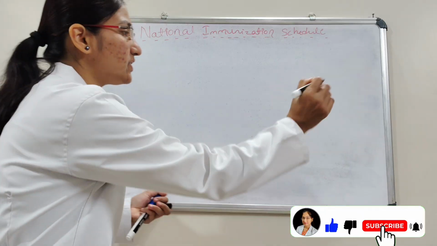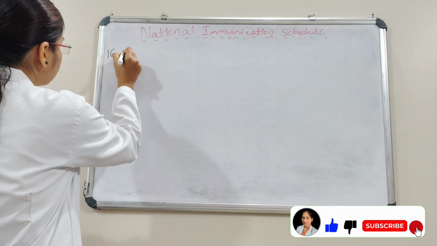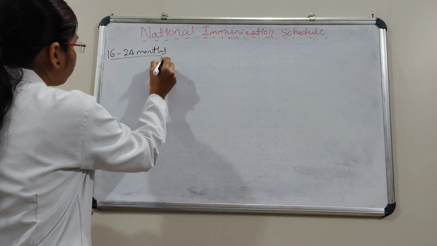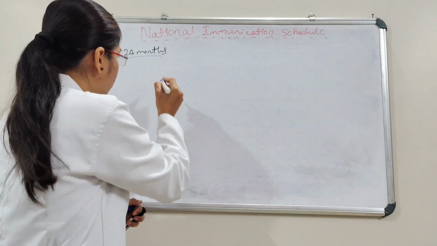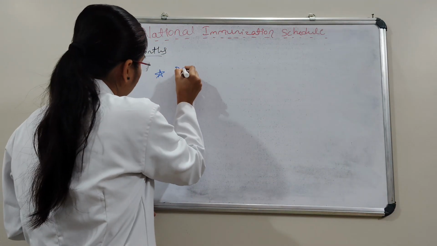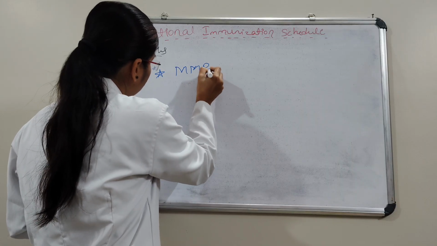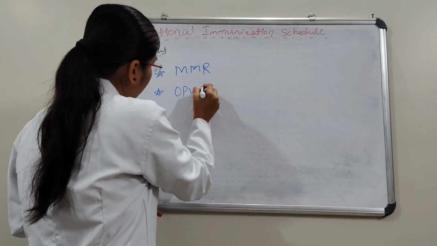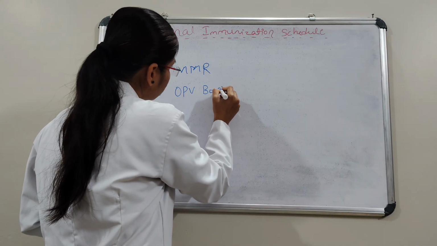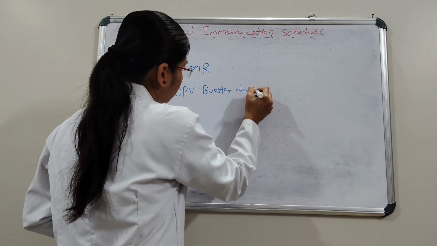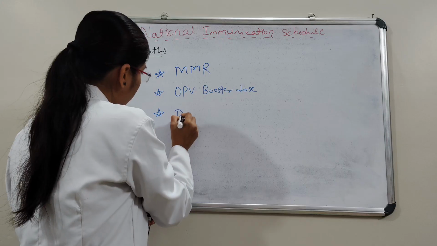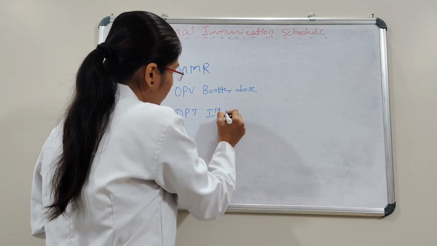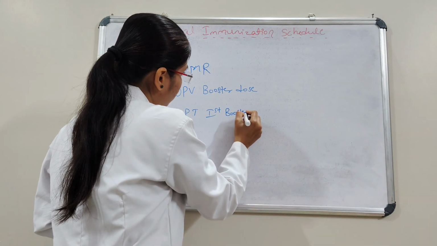Now we'll see at 16 to 24 months. Here MMR has to be given, and then OPV booster dose, and then DPT first booster dose.